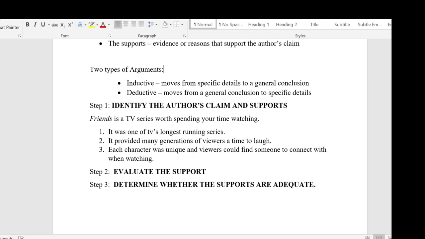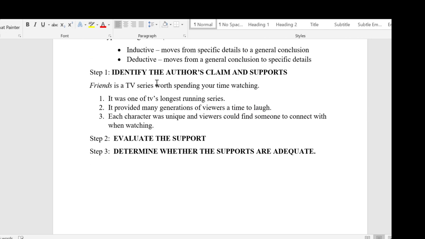So your first step is to identify the author's claim and supports. Right here, my author's claim is that Friends is a TV series worth spending your time watching. These numbered 1, 2, and 3 are the supports for why the TV series would be worth spending your time watching. The second step is evaluating the support.